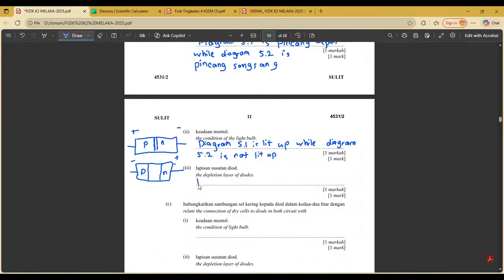Definition of diode. The layer of diode in diagram 5.1 is thin, while diagram 5.2 is thick.